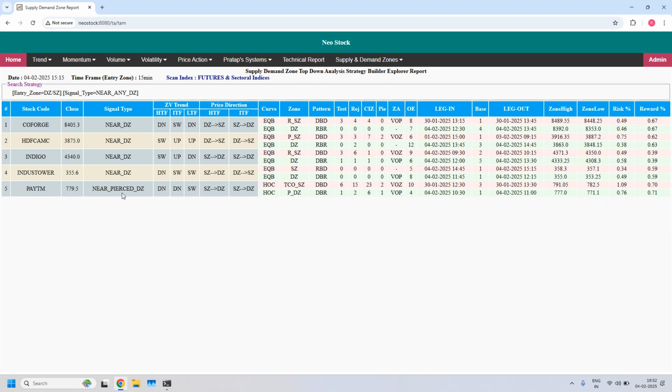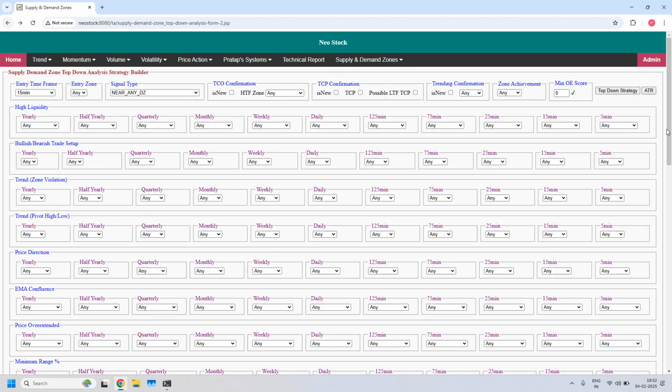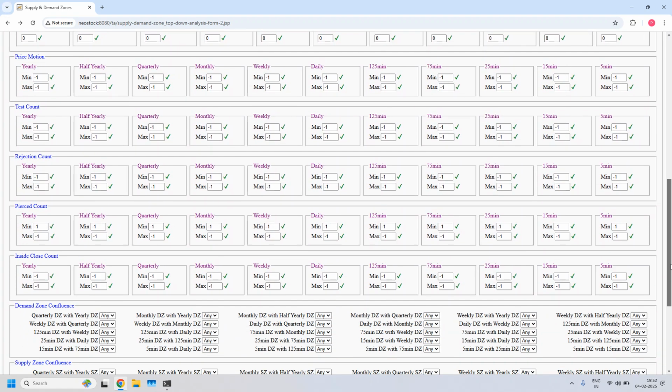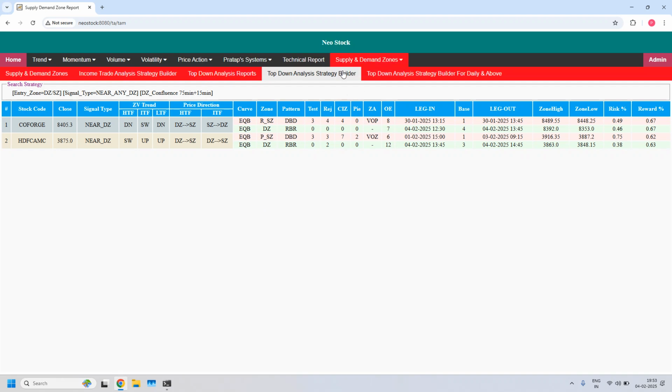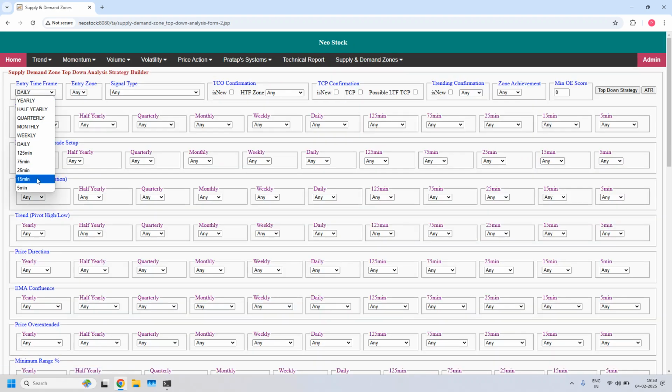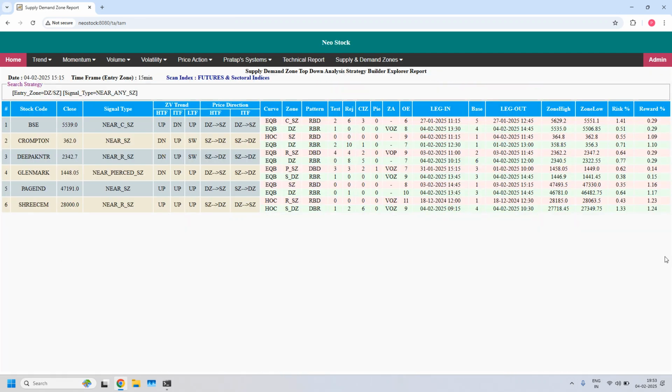Let us check any ITF Confluence stocks within 15 minutes demand zones. That is 15 minutes and 75 minutes zone Confluence, demand zone Confluence. 2 stocks are filtered. So these two 15 minutes zones are part of the 75 minutes zone. Next 15 minutes time frame, stocks near 15 minutes supply zone. We got 6 stocks.